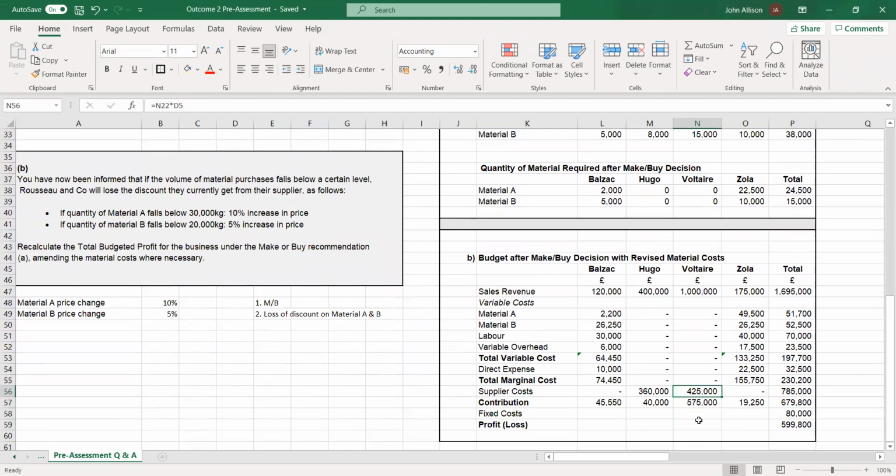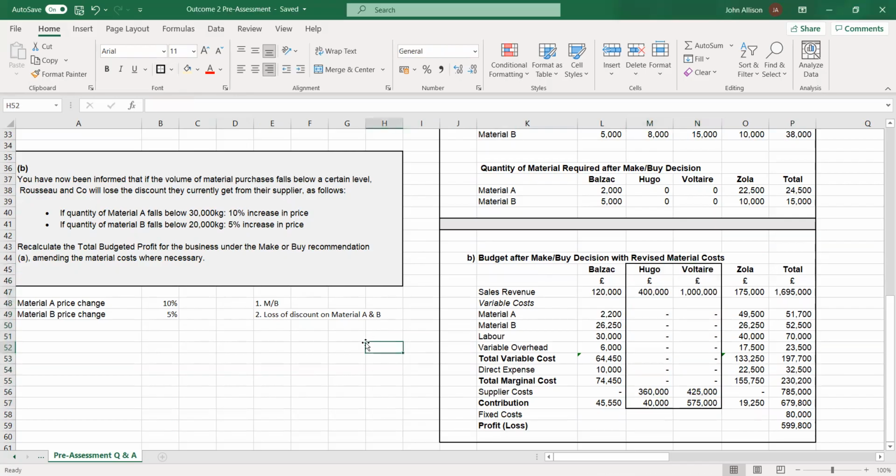£425,000. So to get the profit in each of the units, for Hugo, it's just going to be the sales revenue, take away the supplier costs, means we can get a contribution of £40,000. And for Voltaire, it's going to be the million, take away 425,000, which will give us 575,000. So that's how we get Hugo and Voltaire complete. So we'll look now at how we complete Balzac and Zola.